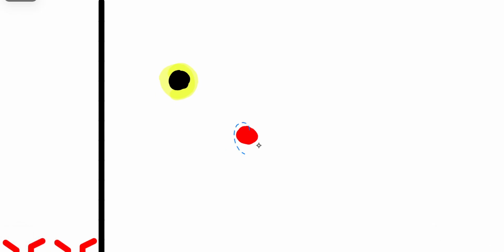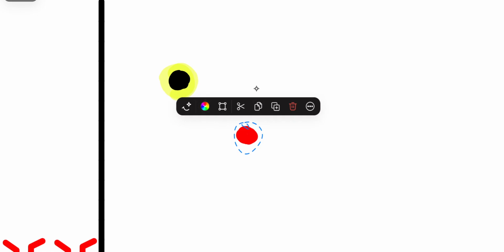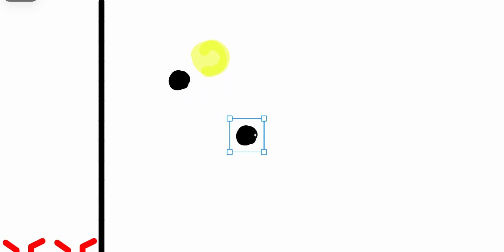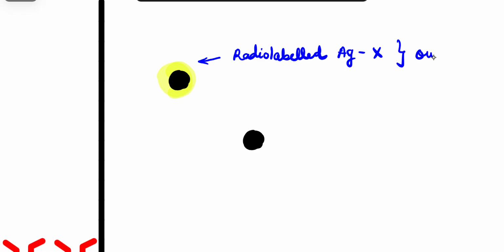I will duplicate this only. This is the normal antigen and this one is the radio labeled antigen. See, I am writing here. This is your radio labeled antigen X, and this antigen X we have made or created, or we have taken from outside. Then we have artificially radio labeled it. And this antigen X is from the serum of the patient.